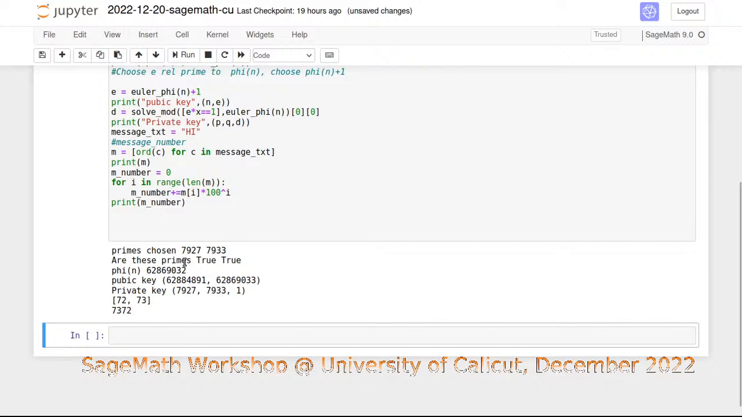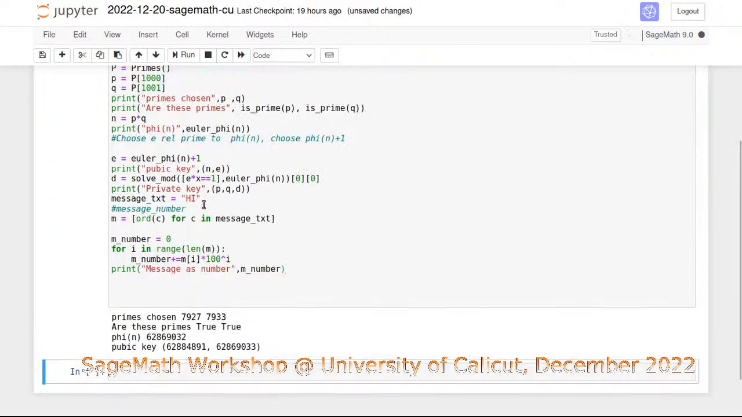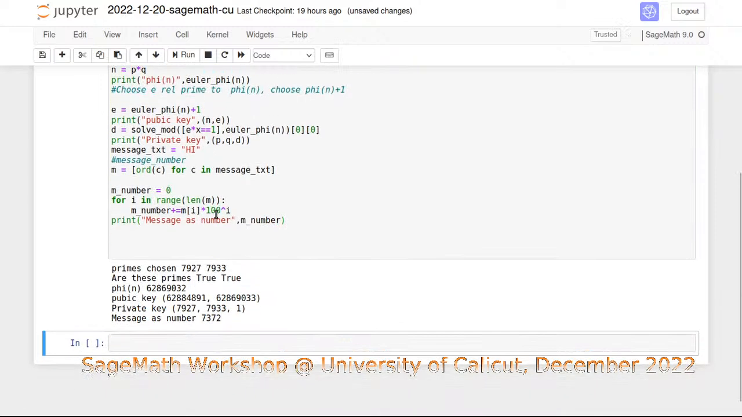Of course, we can take a larger prime, but I am afraid that if you take a larger number, then the system may hang or not. I don't know. Therefore, I'm stopping with this prime. This is good enough for us for testing. So the message as number is here.